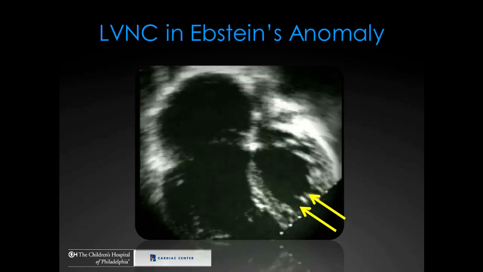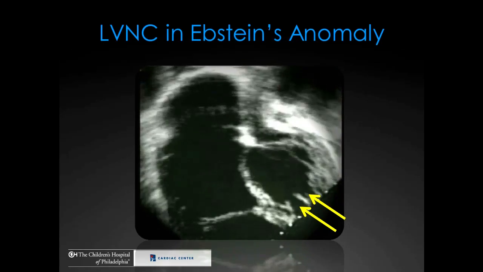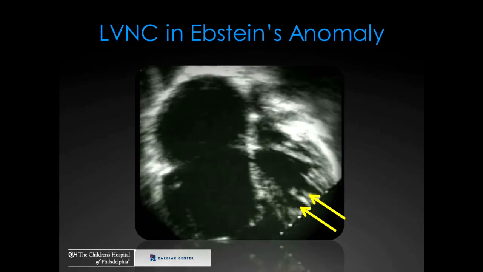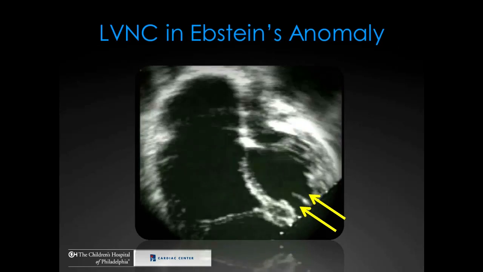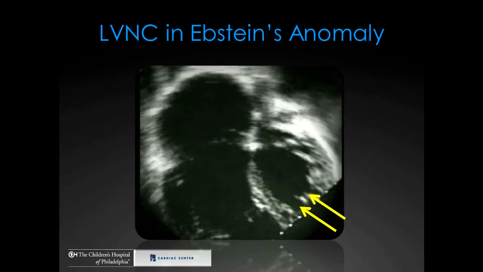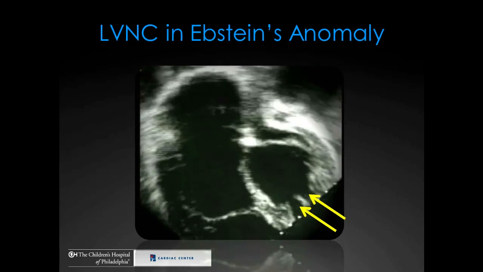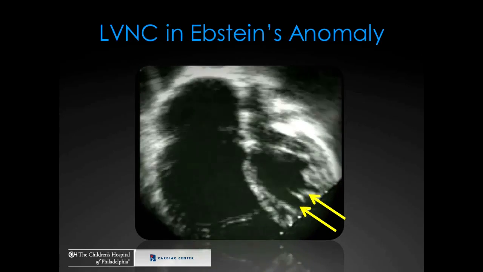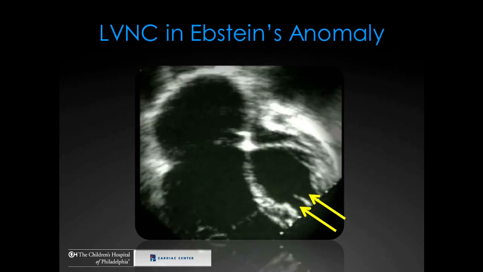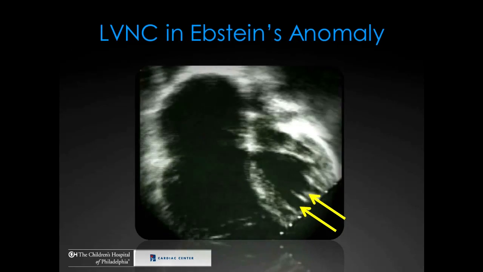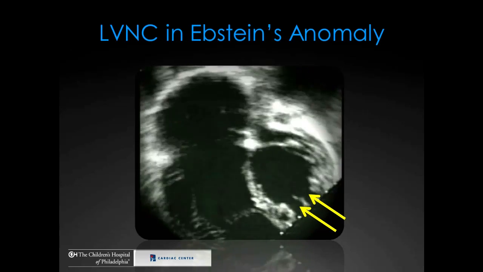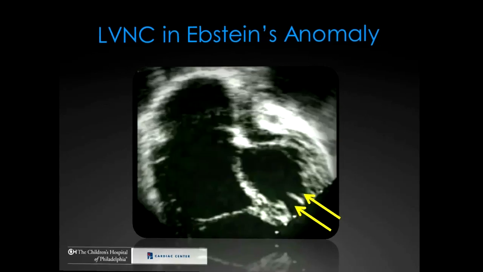And there is a well-known association of left ventricular noncompaction with Ebstein's anomaly. This is an apical 4-chamber view in which you see the atrialized right atrium and the rotational displacement of the tricuspid valve as is classic in Ebstein's anomaly. But you can see the hypertrabeculation of the left ventricle as well.